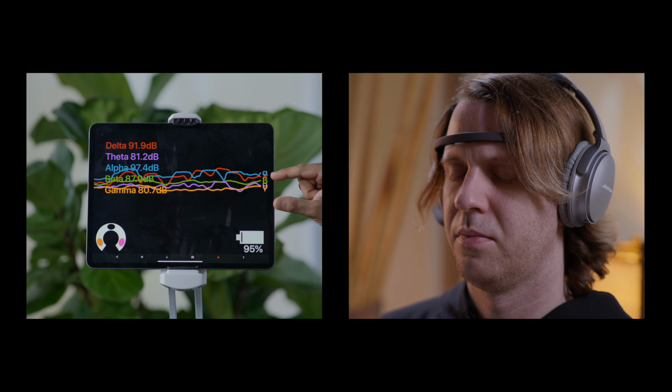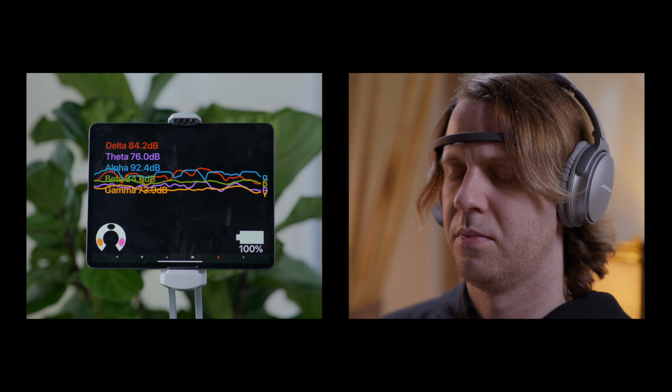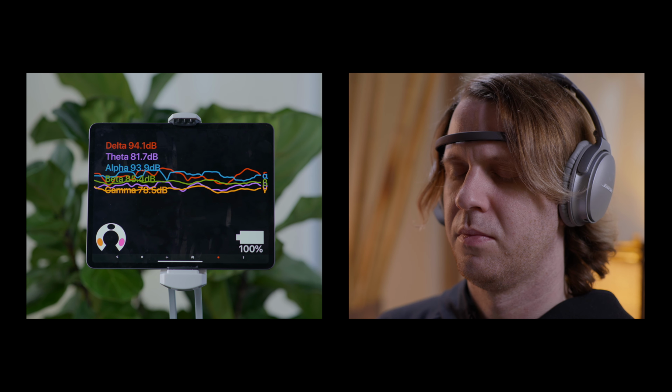Exactly those waves I was talking about are the ones that are predominant now. That alpha wave riding high is indicative of being in a calm space where you're visualizing things in the mind.